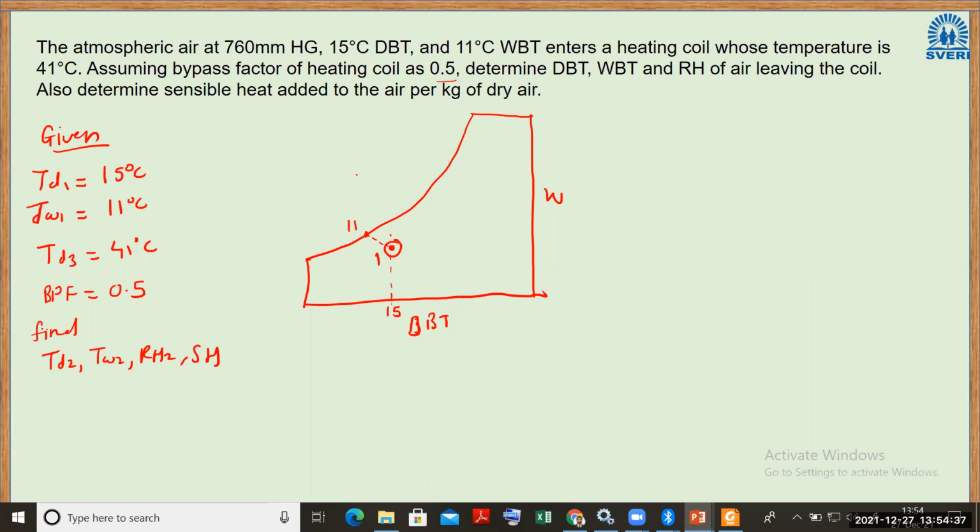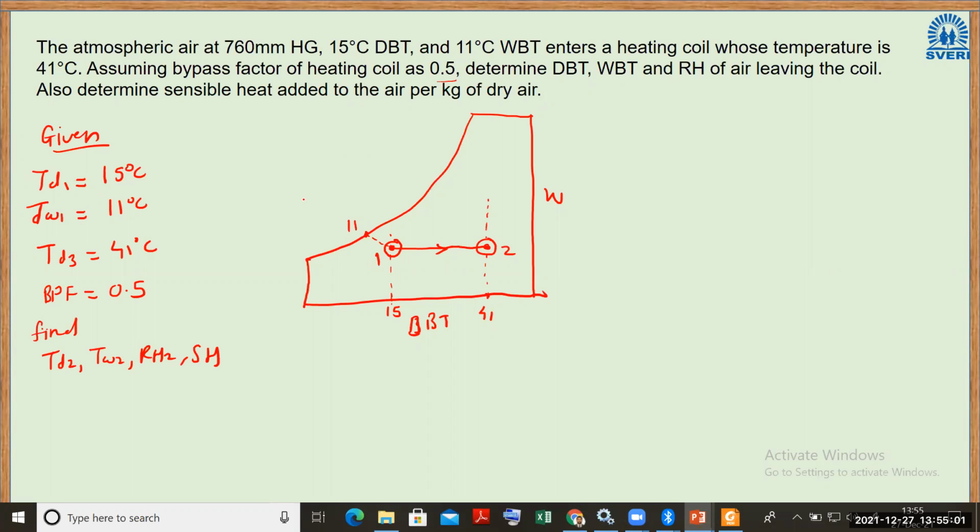It is increased to 41 degrees Celsius. Somewhere here will lie the 41 degrees Celsius point, with its straight line. As it is sensible heating, it will be a horizontal line. So wherever these two intersect, that will be point number 2. And this is a case of sensible heating.